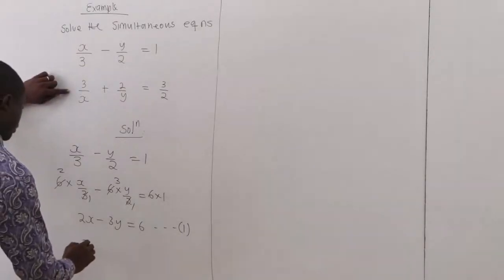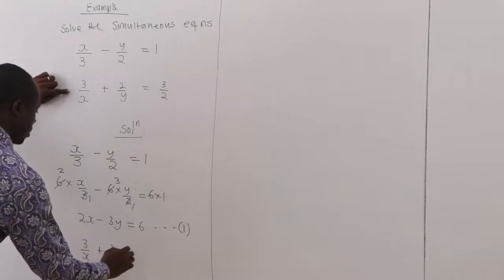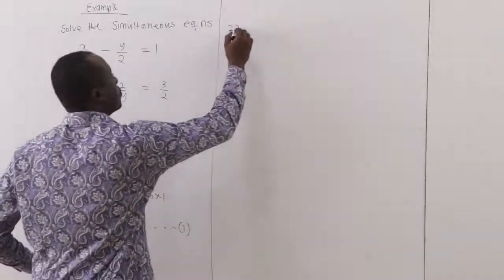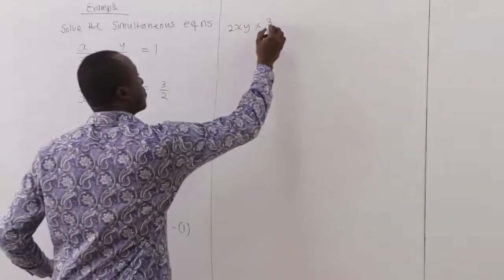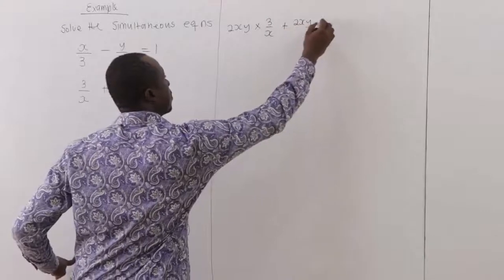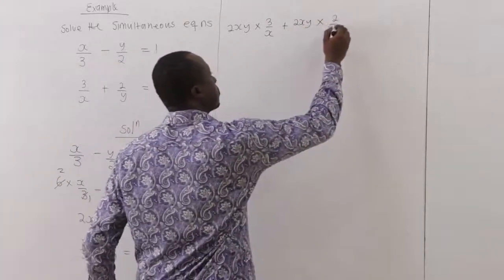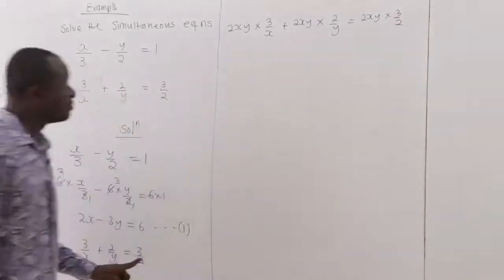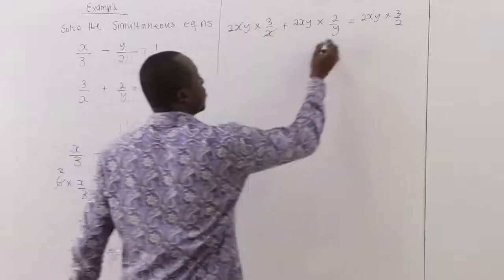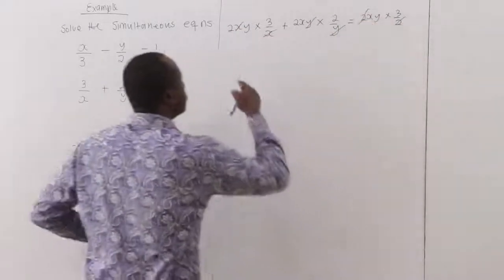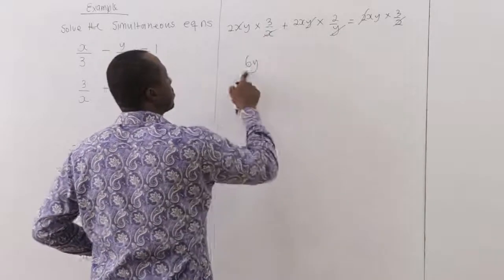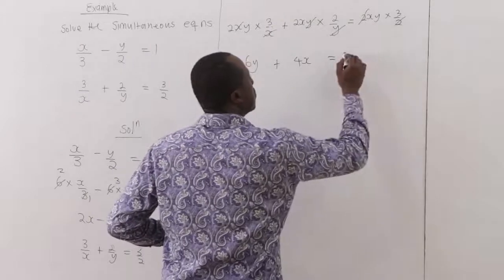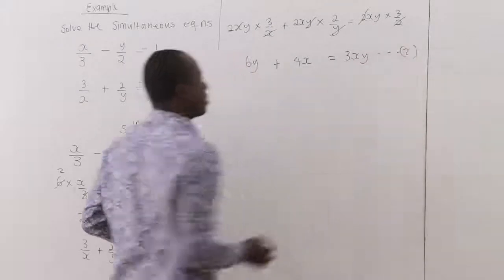Let's see the other one. 3 over x plus 2 over y equal to 3 over 2. What's the LCM? The LCM is 2xy. So we have 2xy times 3 over x, then plus 2xy times 2 over y, equal to 2xy times 3 over 2. Now, what can we see? x is cancelling out here, y is cancelling out here, and this 2 is cancelling out that 2. So what do you have? That is 6y, 2y times 3 is 6y. Then 2x times 2 is 4x, equal to 3xy. Let's see, this is equation 2.